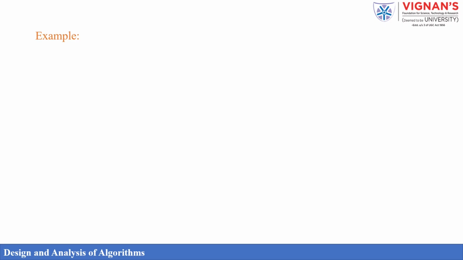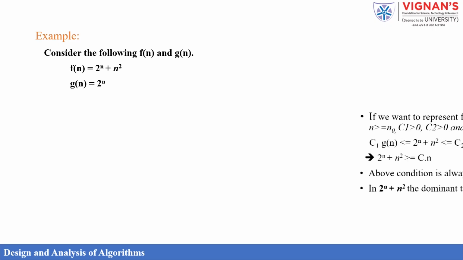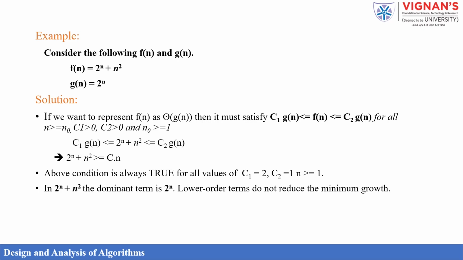Consider the function f(n) = 2ⁿ + n² and g(n) = 2ⁿ. As the input size increases, the term 2ⁿ grows faster than the other term. Theta notation represents the average case time complexity by giving both upper and lower bounds. Since 2ⁿ is the higher order term here, the time complexity is Θ(2ⁿ).